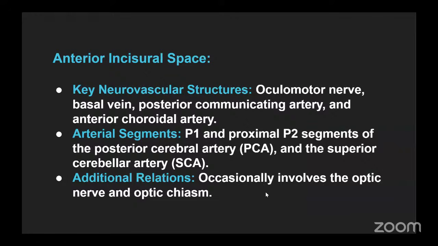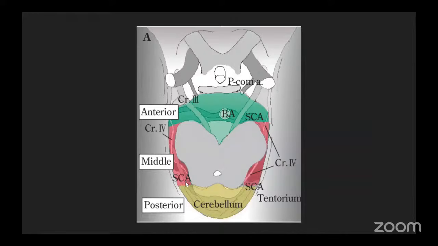What are the additional relations? Sometimes it might involve the optic nerve and optic chiasm. Why? Because if you see, there's a lesion here. We can see that it's in close proximity of pituitary, but pituitary is inside the sella, right? So pituitary is not as easily accessible to the lesion. Chiasma is lying on top on the same level, more or less. So chiasma can get involved, optic nerve can get involved, but that is very rare.